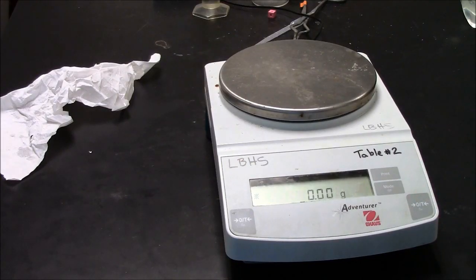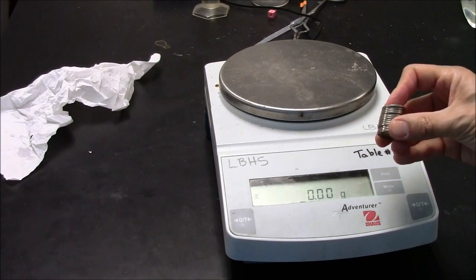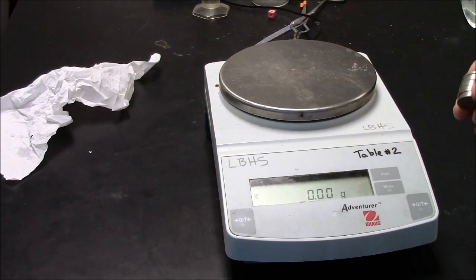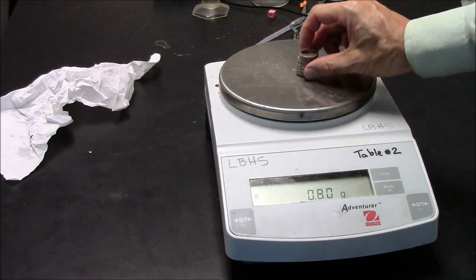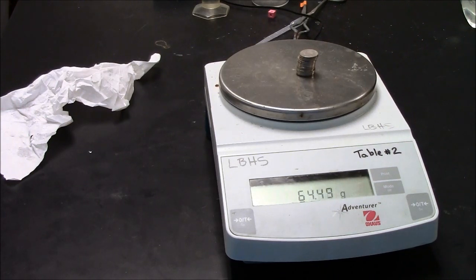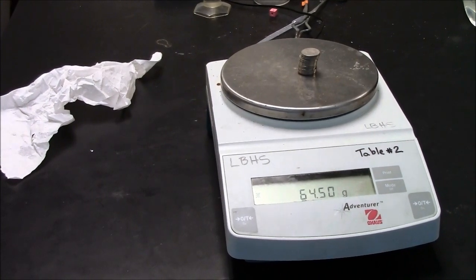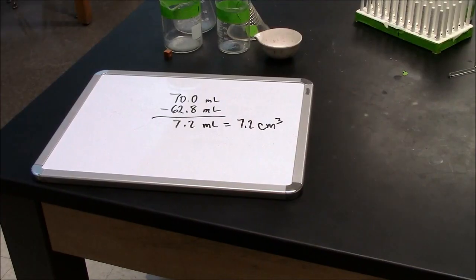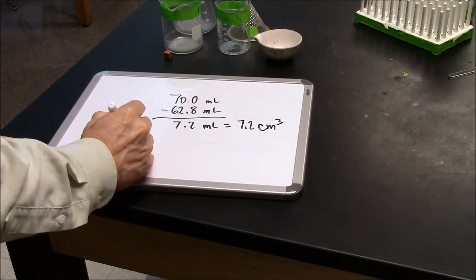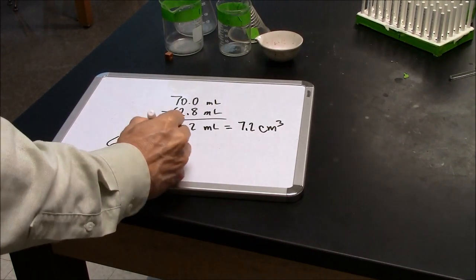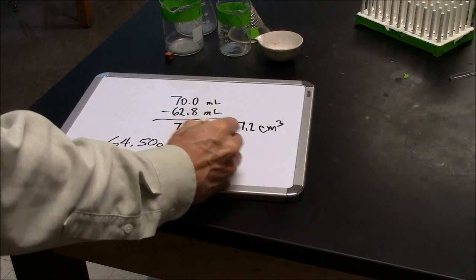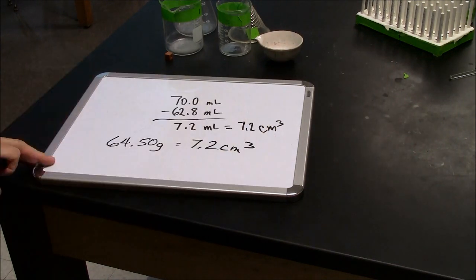Step 3 is to get a mass. I have to have a dry object, so I use the paper towel to dry it. I will get the mass. 64.50 grams is my mass. So 64.50 grams equals 7.2 cubic centimeters.